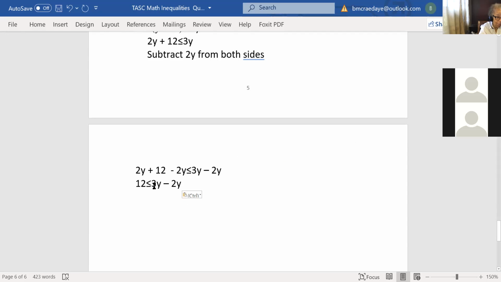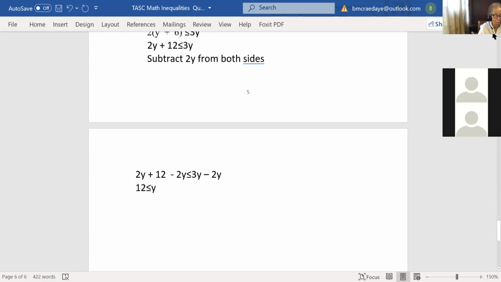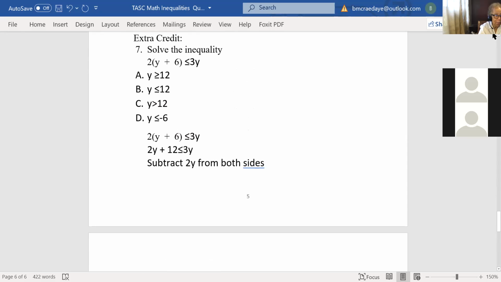1y, or just y. So we have y here on the right. Now, 12 less than or equal to y. Now, look at your choices.